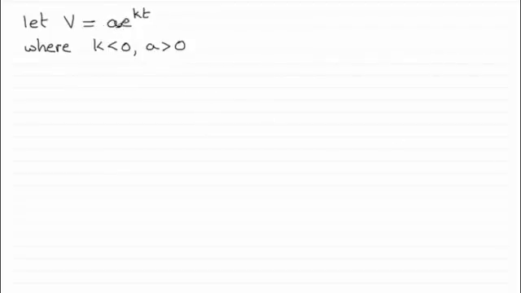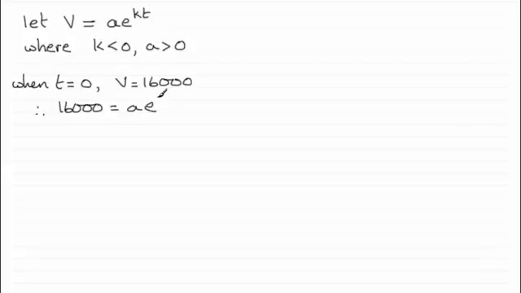So I've let V equal A e to the power kt, where k is going to be a negative constant and A will be a positive constant. We know that when t is equal to zero, the curve crosses the V-axis at 16,000, and we can substitute this in. What we get is 16,000 equals the constant A e to the power k times zero. Well, that's just going to be zero, and e to the power zero is one, so that means that we've therefore got A equaling 16,000.